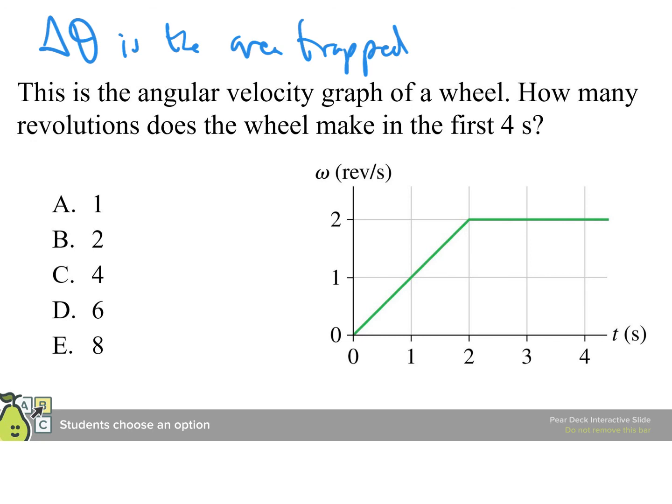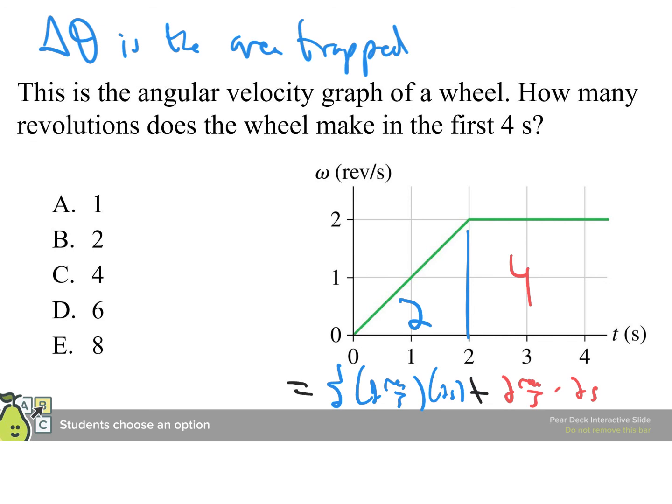And so we can look at it as 2 regions. This region gets 2. It's 1/2 times 2 rev per second times 2 seconds. And this region gets 4 because it's 2 revs per second times 2 seconds. And so delta theta is that, which is 6 total revs.